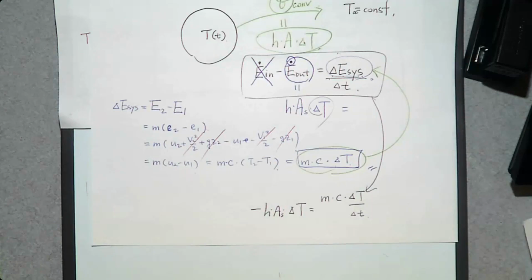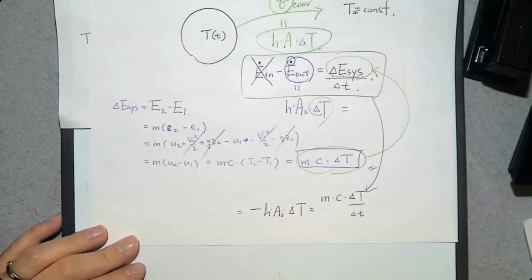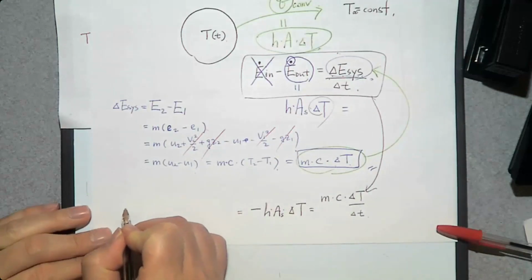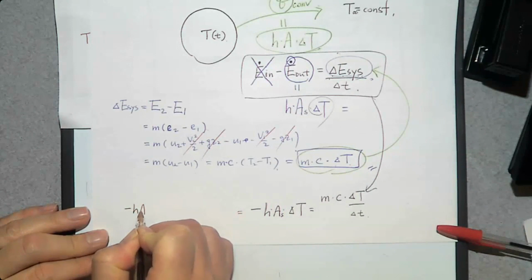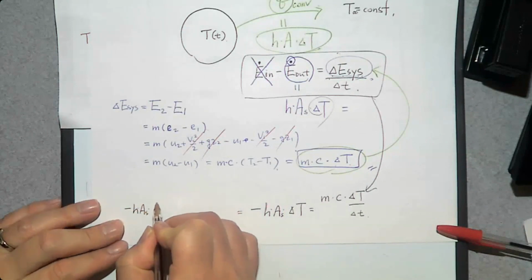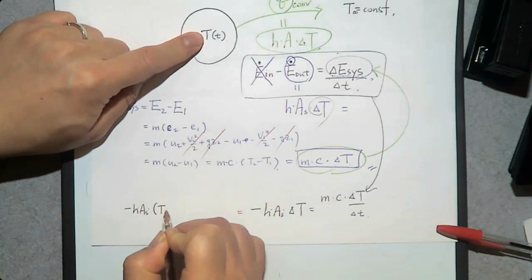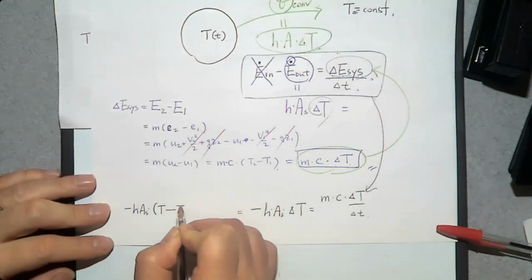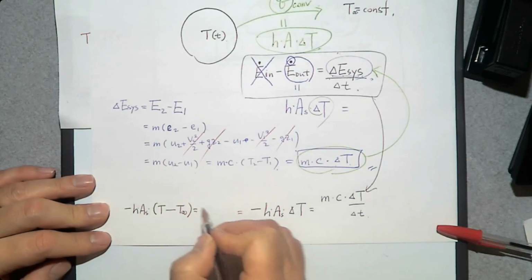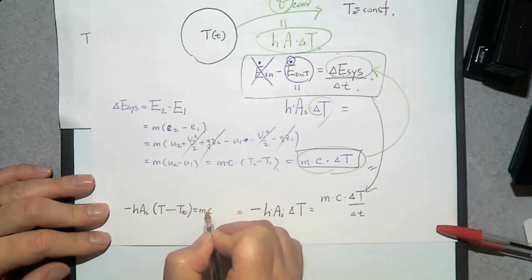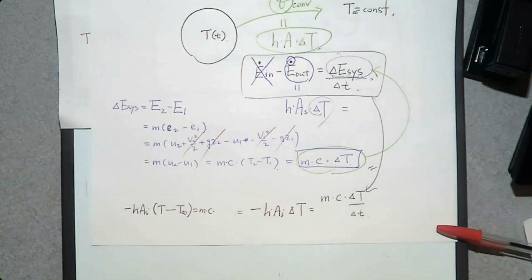But this delta T and this delta T, they are not the same. This delta T is the temperature difference between the solid and the surrounding fluid. So this is going to be minus hA_s times the temperature difference, T of the solid minus the surrounding fluid, T infinity, is going to be mass times specific heat times delta T over delta t, delta temperature over delta time.